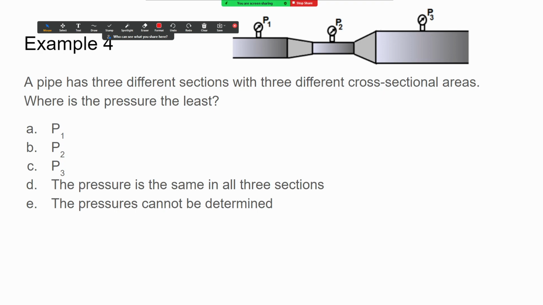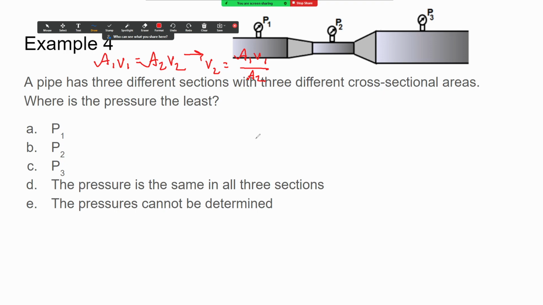A pipe has 3 different sections with 3 different cross-sectional areas. Where is the pressure going to be the least? You may be able to look at this and just give an answer, but I'm actually going to do this out, and again, this is going to be pretty long. I'm going to note up here A1 V1 equals A2 V2, which means V2 is A1 V1 over A2. Okay, that will come in handy as we move along here.